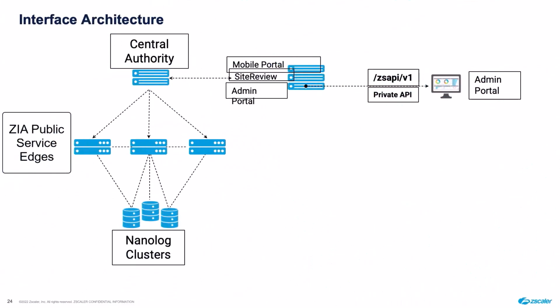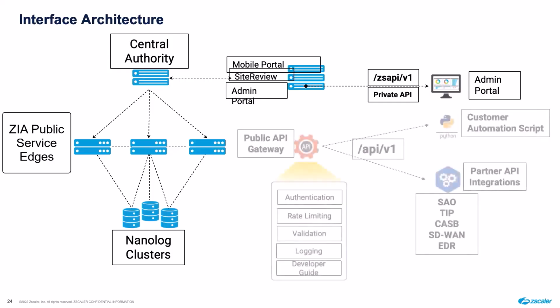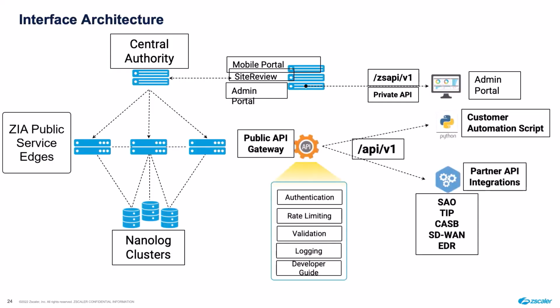Let's take a look at the Zscaler APIs and functionality that is available for programmatic access, control, and configuration of the Zero Trust Exchange. So we talked about the multiple levels within the Zscaler Zero Trust architecture: the central authority, the public service edges, and the logging clusters. The API sits at the central authority level, so everything that can be done in terms of applying policy or retrieving data, you access the API gateway.